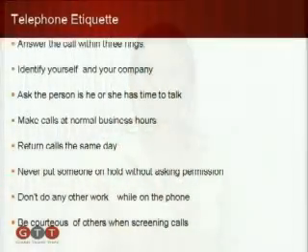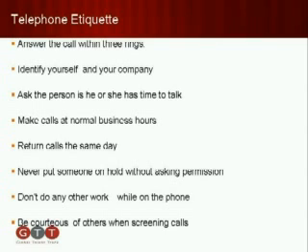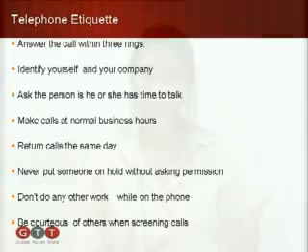When you answer a call, identify yourself and your company. If you are in an office and you answer the call, it's very important and vital that the person on the other end knows who he or she is talking to and which company he has dialed.